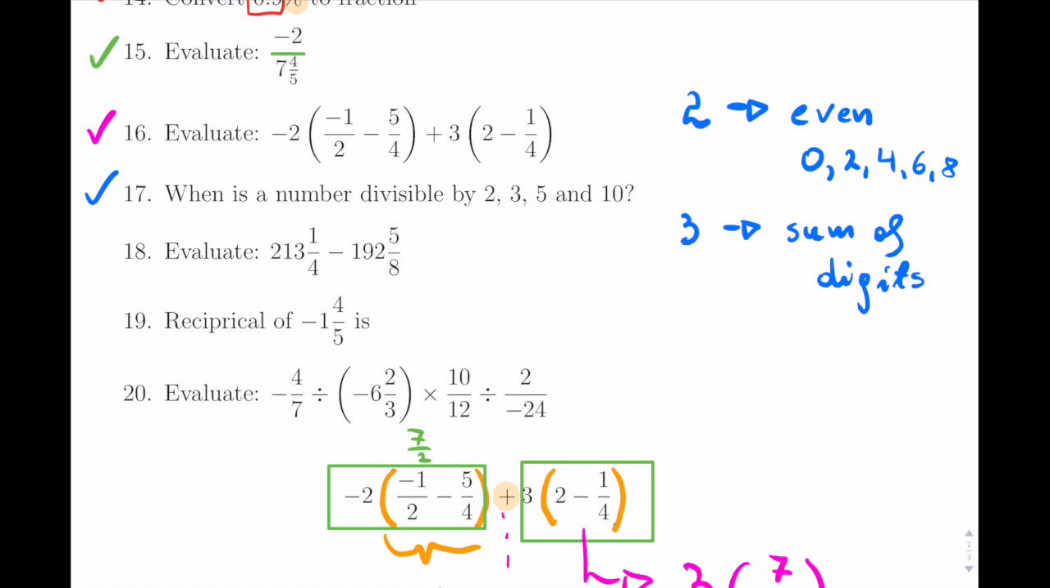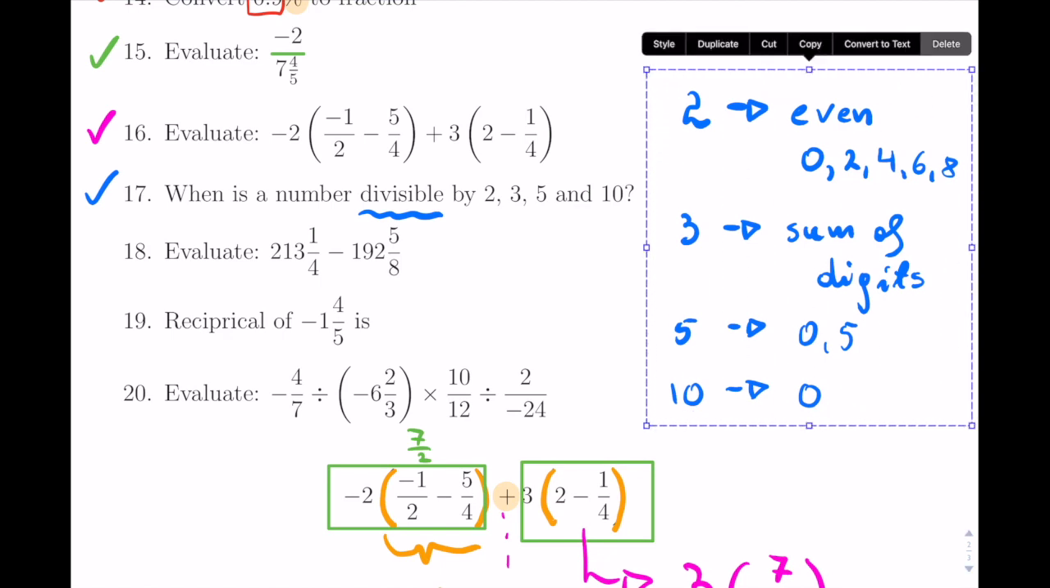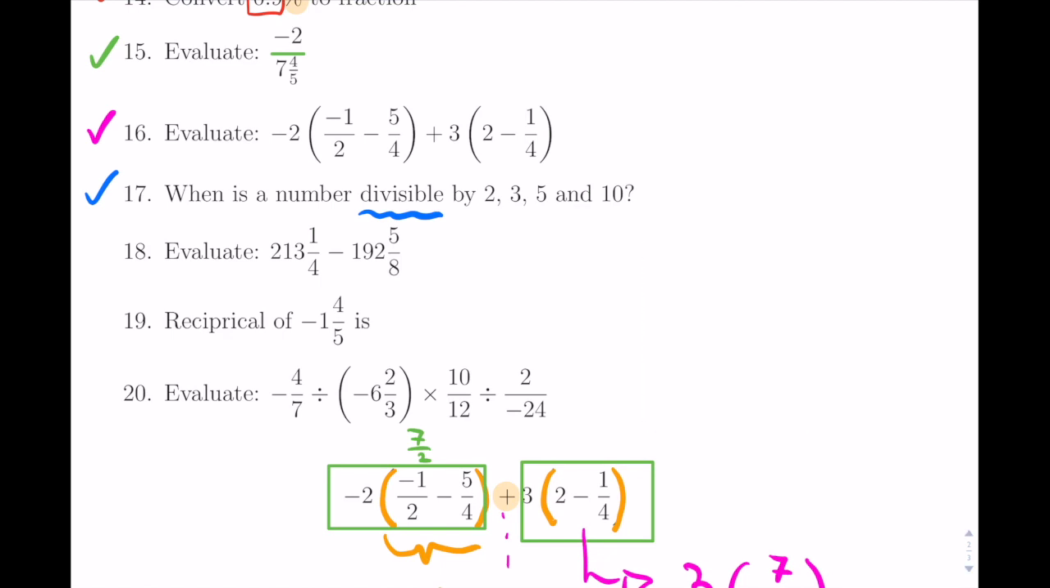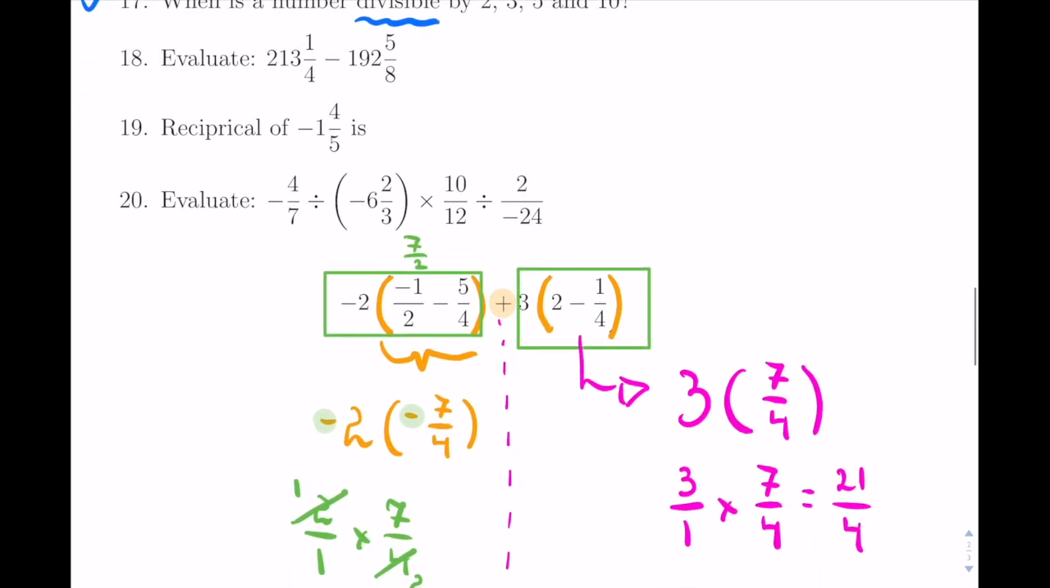Now number 5. This one's easier. It has to end in a 0 or a 5. And when is it divisible by 10? If it ends in a 0. So those are your divisibility tests for these. That completes 17. Let's take a look at 18 now.